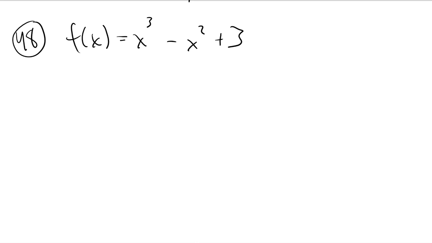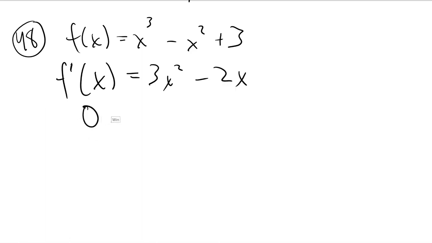Use the second derivative test to determine which critical numbers, if any, give relative extrema. So first off, when it says which critical numbers, just because you're using the second derivative test, critical numbers still come from the first derivative. Still where it is 0 or undefined.